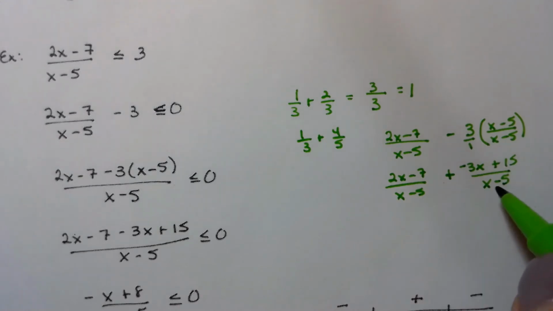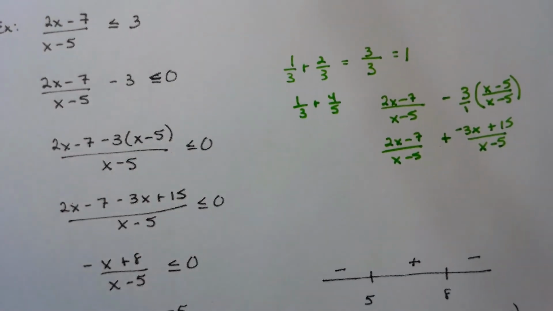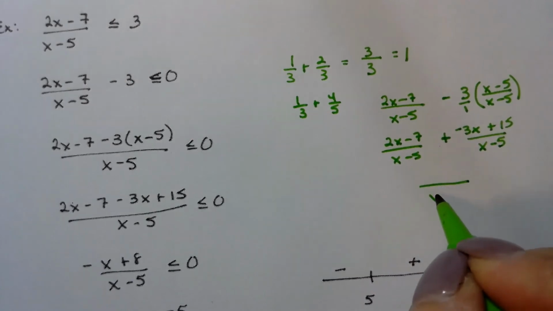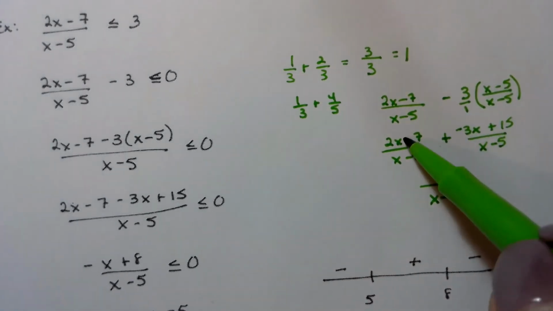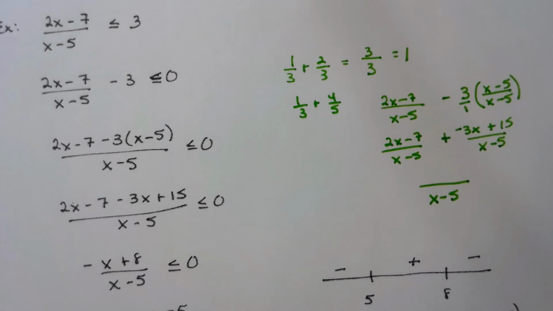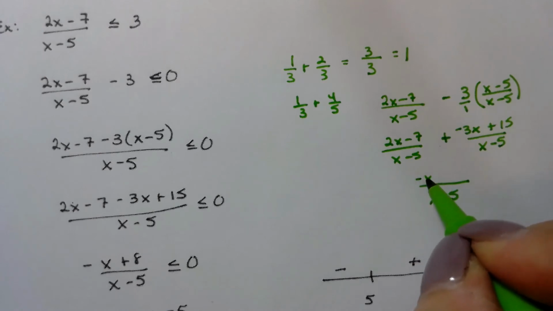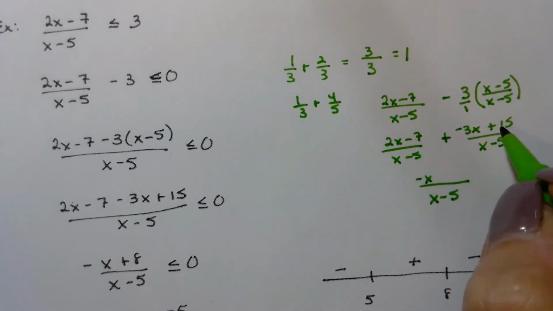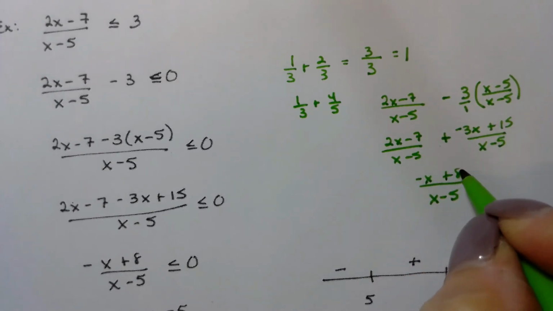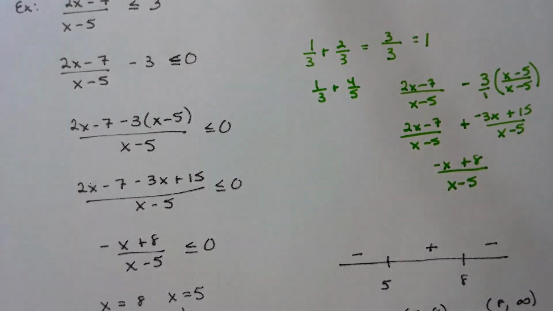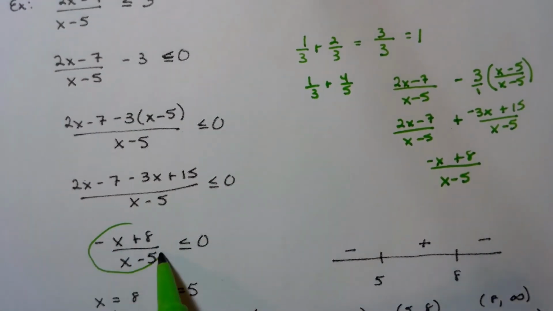So now my denominators are the same, so I can write a common denominator, which is going to be x minus 5, and now I can add or subtract common or like terms on the top, or in the numerator. So 2x minus 3x is going to give me a negative x, and negative 7 plus 15 is going to give me a positive 8. So you see, I got the same thing.